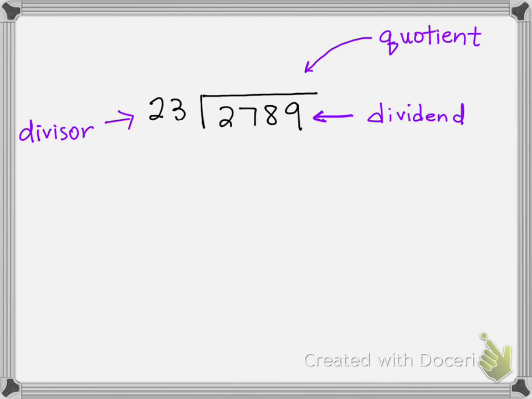So there's some words that are used. We have the dividend is what you started with. You have the divisor is what you're dividing by. And then you have your quotient, which is what you multiply with your divisor to get your dividend. Okay, so how you do this is you say, does 2 go into 23? And the answer is no, so you put a 0 there.